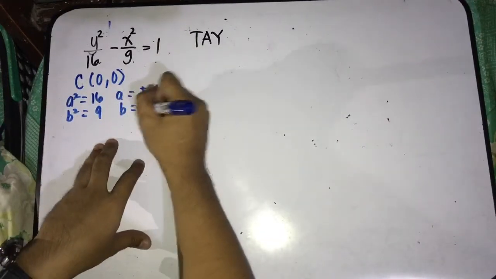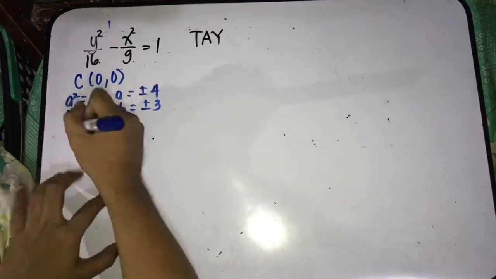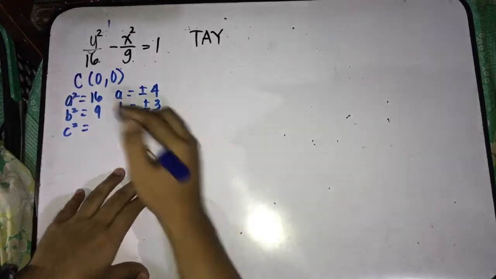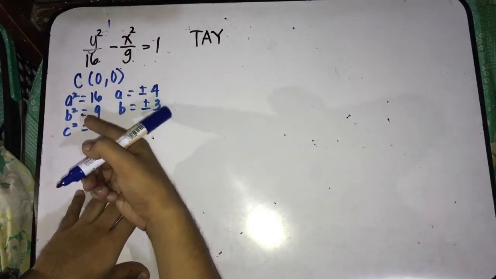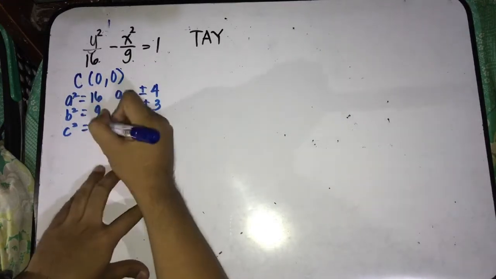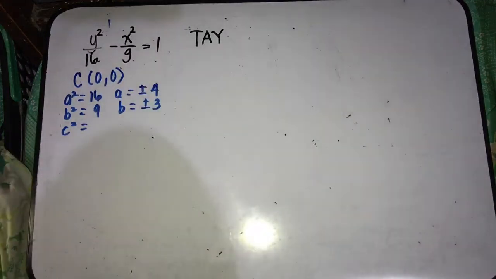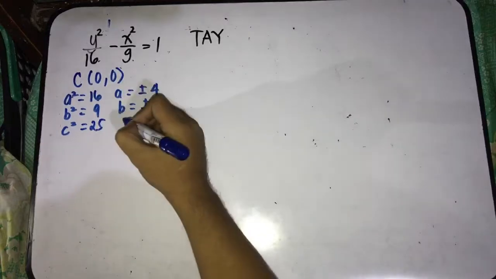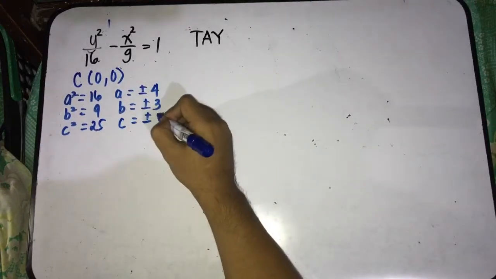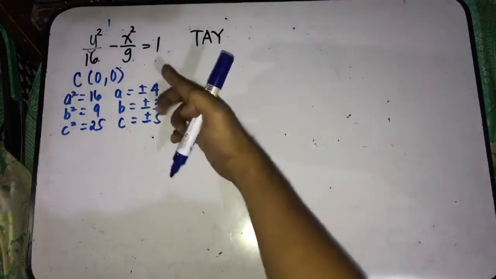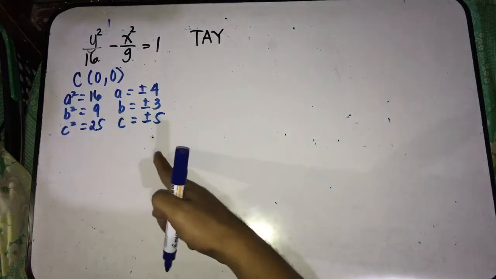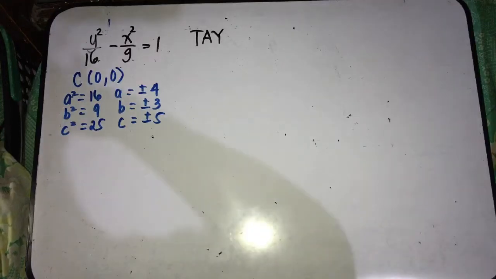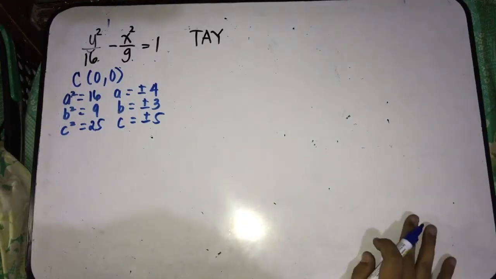Therefore, a squared is 16, a is equal to plus minus 4, b squared is 9, therefore b is equal to plus minus 3. And since c squared is the largest, that is the sum of a squared and b squared, that is 16 plus 9, we have 25 as c squared, and the square root of 25 is plus minus 5. These are the three important variables a, b, and c. We have a plus minus 4, b plus minus 3, and c plus minus 5.